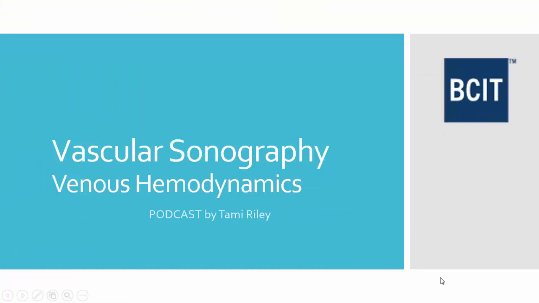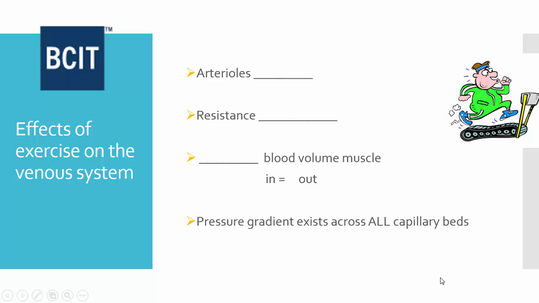Let's have a look at venous hemodynamics. So, the effects of exercise on the circulatory system. How does it affect the arteries and veins? As we exercise, our tissues or muscles have a higher metabolic demand. Arterioles start to dilate. When a vessel gets larger, we know that resistance decreases.